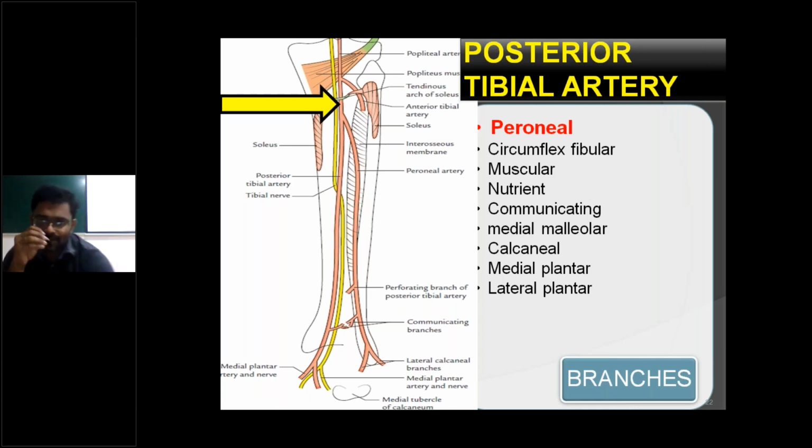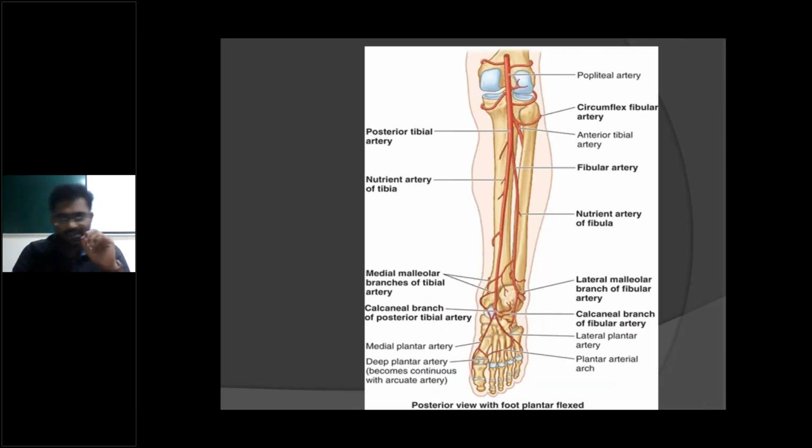So the posterior tibial artery branches are mainly peroneal and nutrient. The peroneal artery is the largest branch of the posterior tibial. See in this picture: circumflex fibular, peroneal, communicating, medial malleolar, calcaneal branches, right? Nutrient artery and muscular branches. So that's it about the posterior tibial artery.